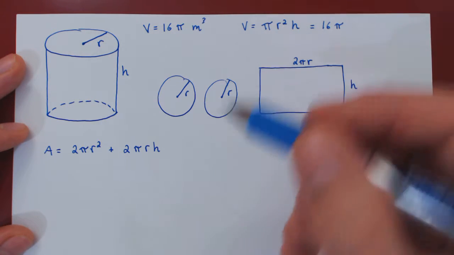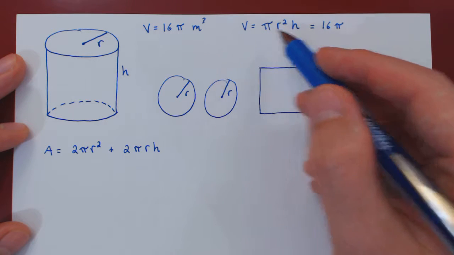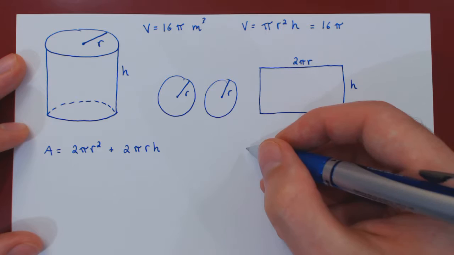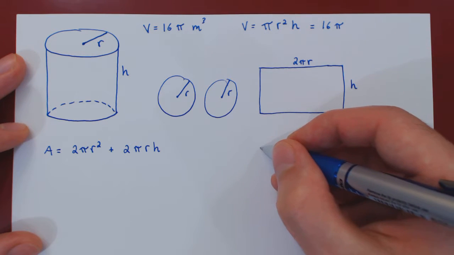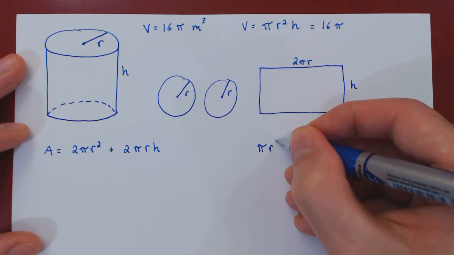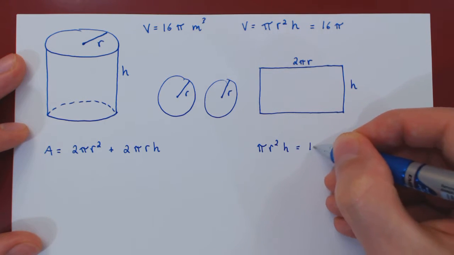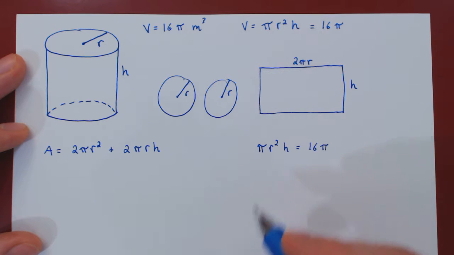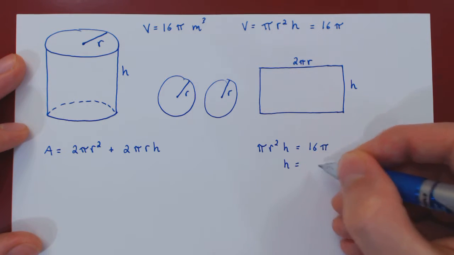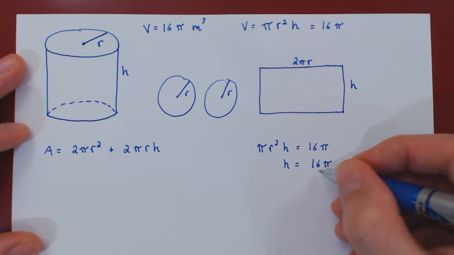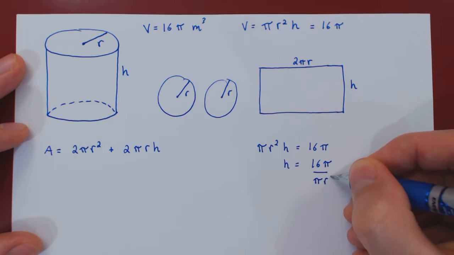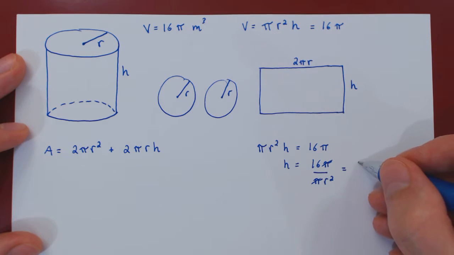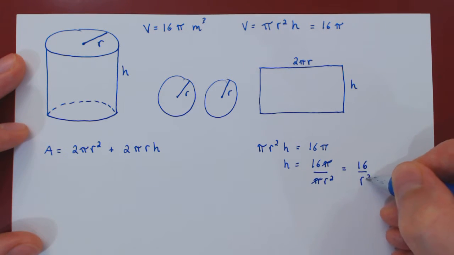So it will make things a little bit more complicated. From the restriction, let's isolate h in terms of r. Let me rewrite the restriction here. We have that pi r squared h equals 16 pi. So we want to solve for h, divided by pi r squared. So h is 16 pi over pi r squared. We can of course cancel the two pi's, and we're left with h being quite simply 16 over r squared.